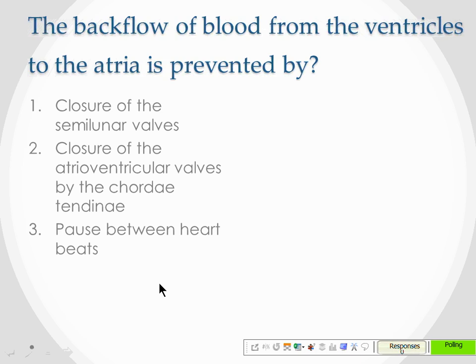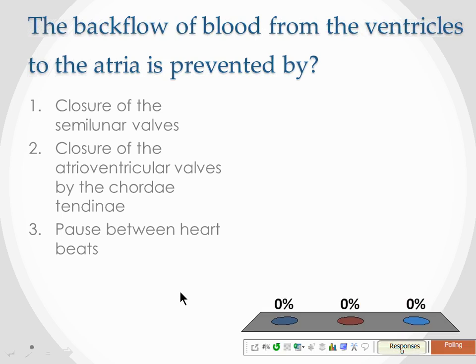Okay, we already did this. So the backflow of blood from the ventricles to the atria is prevented by closure of the atrioventricular valves, right? Remember, from the ventricles to the atria, the atrioventricular valves.